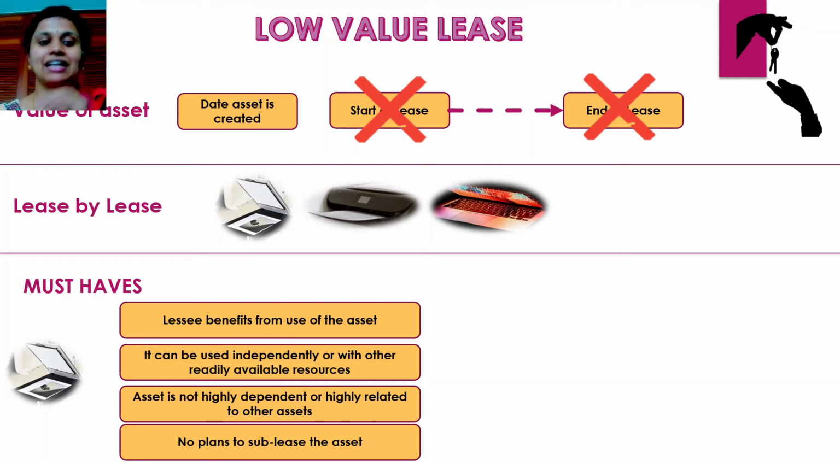And finally, the lessee should not sublease this asset. Not only that, he should not even plan to sublease the asset. If he plans to sublease an asset that is low value, he needs to apply IFRS 16. Now, so these were the characteristics relating to the asset.